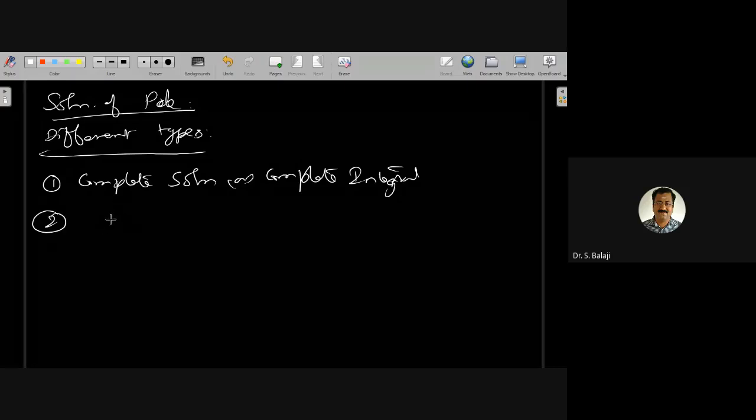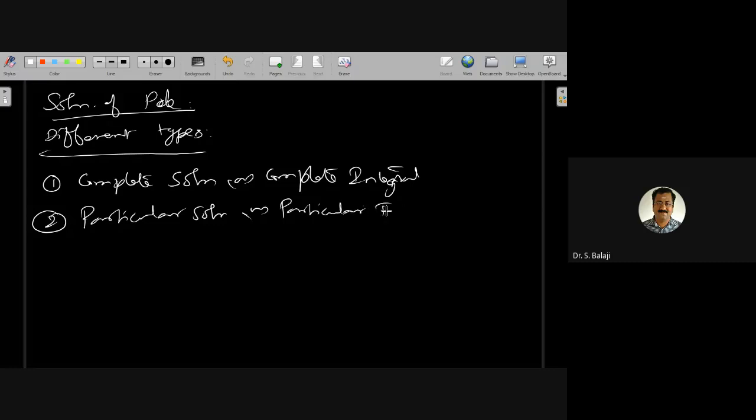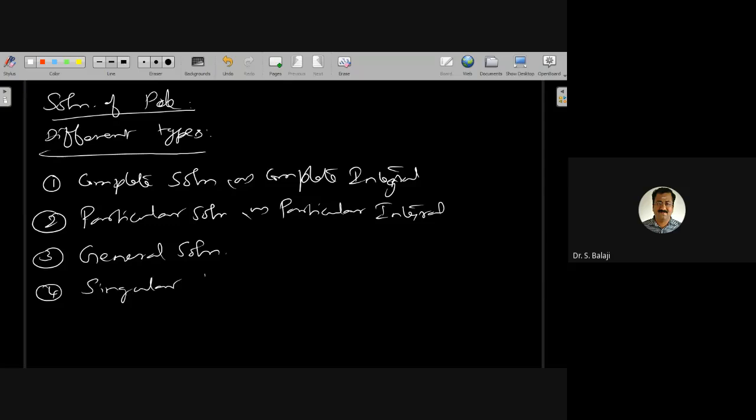Second one is particular solution or particular integral. Third one is general solution. Fourth one is singular solution. These are the different types of solution we can expect from a PDE.